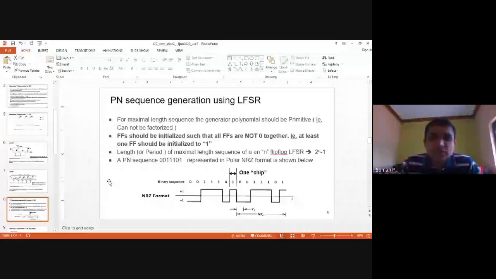The length is also called the period. If you have n flip-flops, then the length of the sequence is 2 raised to n minus 1. After that period, the same sequence repeats.